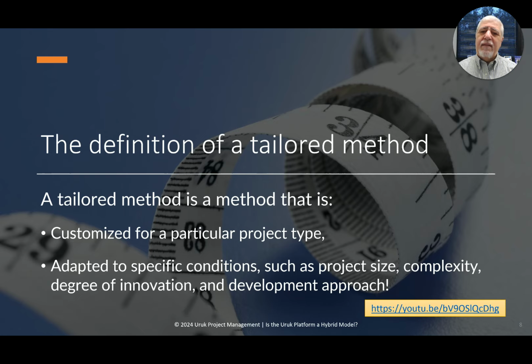We will explain that. There's a link to a video where we have done a full hour webinar on this topic and how we go into intensive detail about how we tailor a method. However, for now, we have only 2-3 slides. So when we talk about customized, what does it mean?